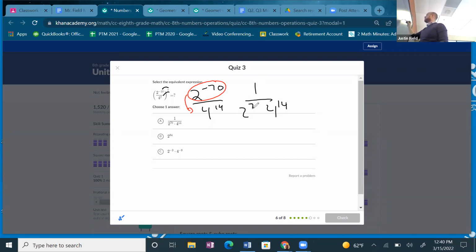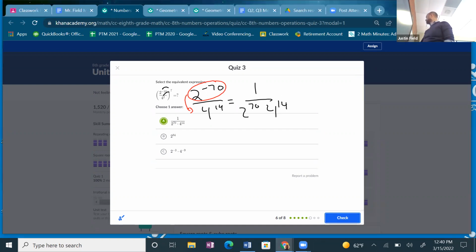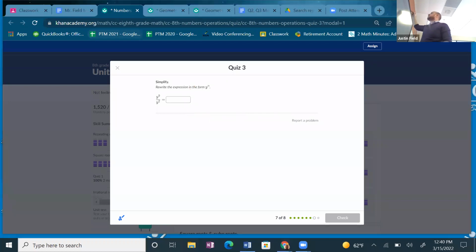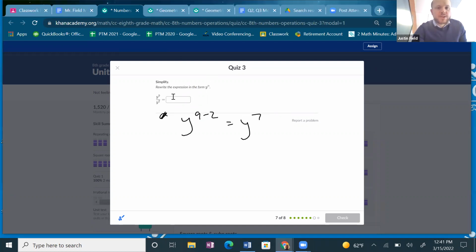This is a good illustration of what I was trying to say earlier. What does a fraction mean? Subtraction. y to the 9 minus 2 is y to the 7. Actually, a fraction means division, but in this particular case, with the rule of exponents, it means subtraction.